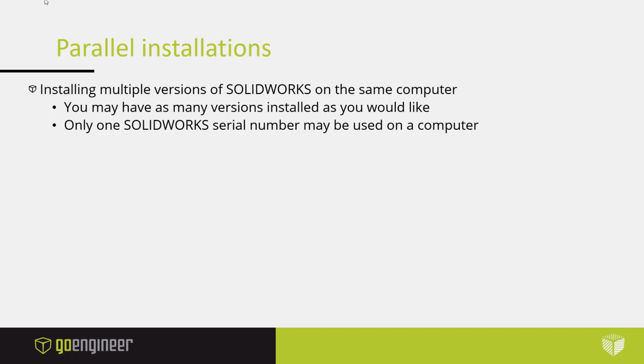The one thing to note here is that you can only have one serial number on a computer at any given time. So you can't have one version running a network license, and then a newer version running a standalone license, which we'll get into in a little bit here. Really, you want to make sure that the serial number that you're running is good for all versions. Okay.